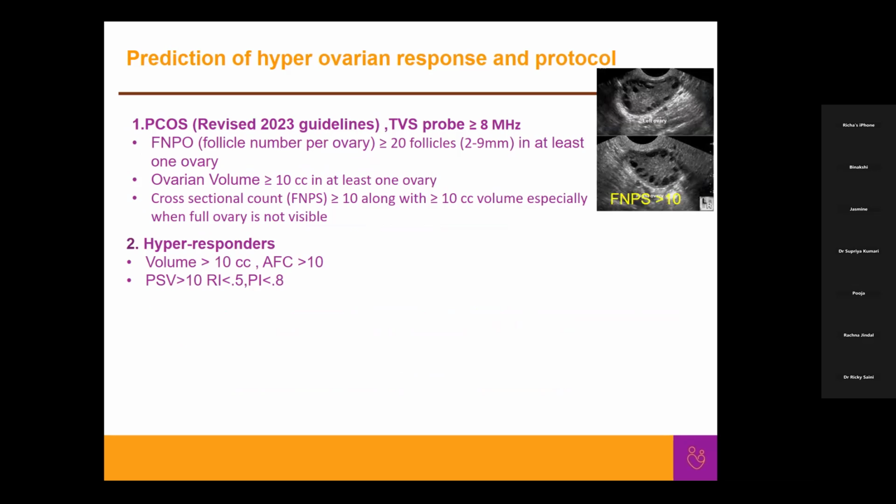And if we are not able to count the follicles in the entire ovary, then it is also good practice to look at the follicles in one cross section. If they are more than 10, along with ovarian volume also more than 10 cc, that is how FNPS is seen. This is basically the criteria to label a patient as PCOS.